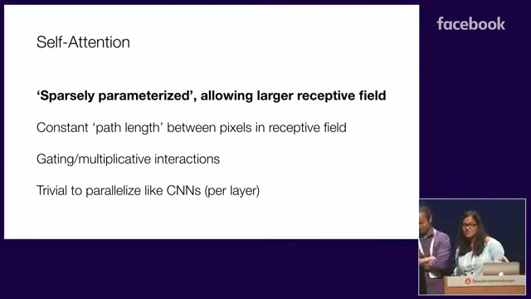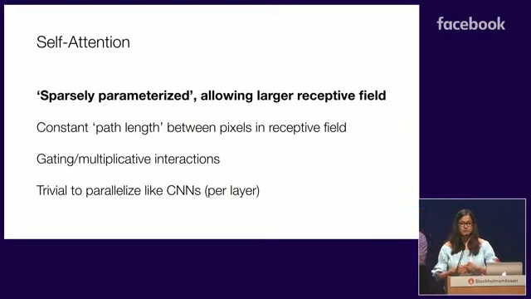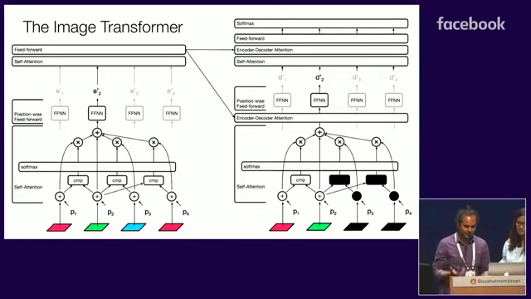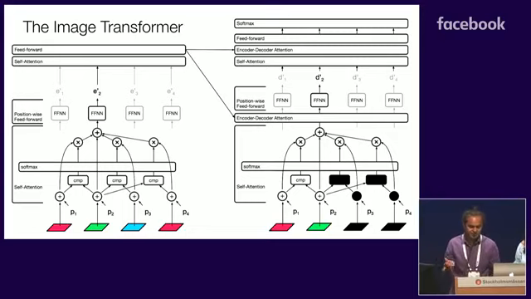Self-attention is a sparsely parameterized operation. There is inherent gating or multiplicative interaction because it's a content-based pooling operation. And there is a constant path length between any two pixels in your receptive field. And like CNNs, it is completely parallel for every position. So our architecture is inspired by our previous work from last year's NIPS, Attention Is All You Need.